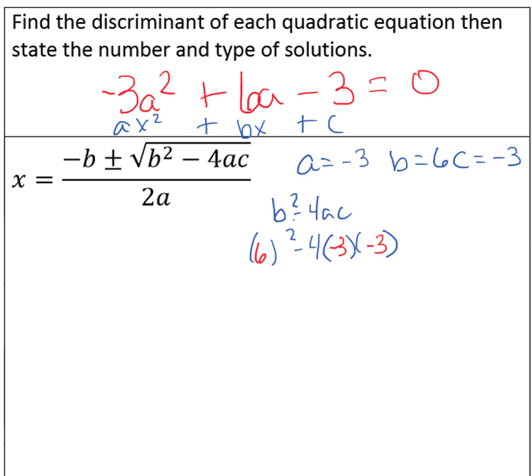So we see that 6 squared, that's going to be 36. Negative 4 times negative 3 is positive 12, times negative 3 is negative 36. So I have 36 minus 36, which is 0. So because we have 0 as our discriminant, that means we only have one real solution.